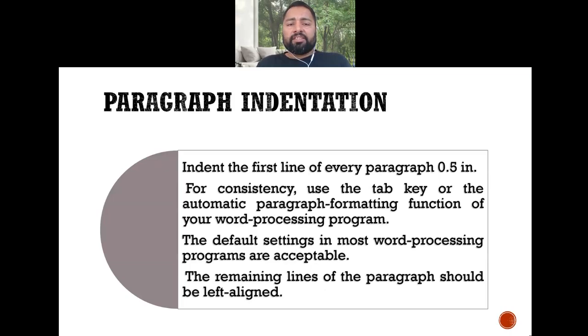Then paragraph indentation: indent the first line of the paragraph 0.5 inch. That is a very common guideline. For consistency, use the tab key or the automatic paragraph formatting function of your word processing program. The default settings in most word processing programs are acceptable. It's already the default setting of Microsoft Word and all. The remaining lines in the paragraph should be left aligned.